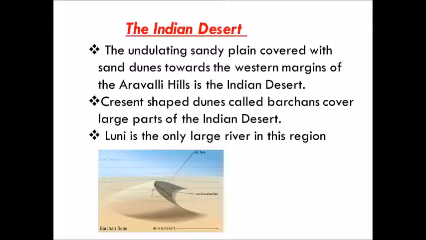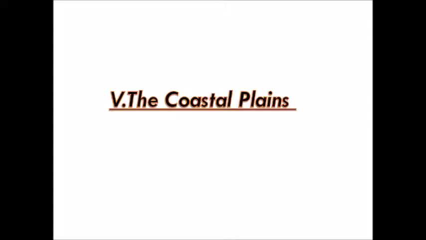Another kind of dune found here is longitudinal. They are called safe. Safe in English means sword. This looks like a sword, which is why these are called safe. Near the Indo-Pakistan border, this kind of dune is found. When one visits Rajasthan, he or she gets to see these landforms, these dunes, the barkhans and the safes.